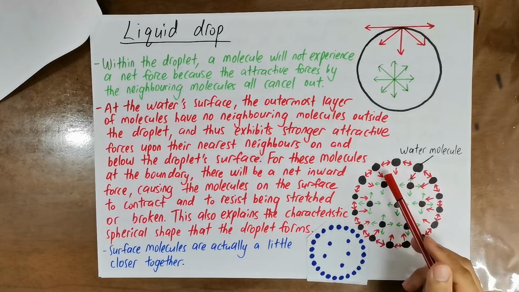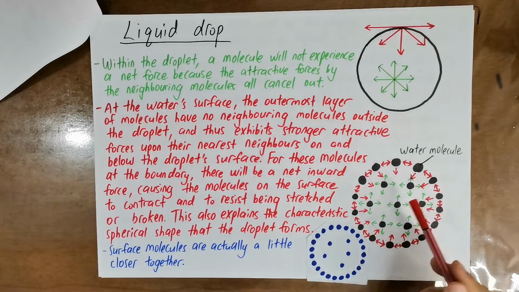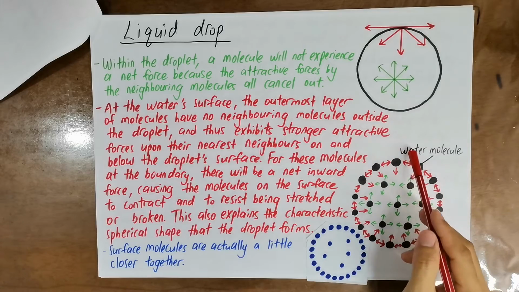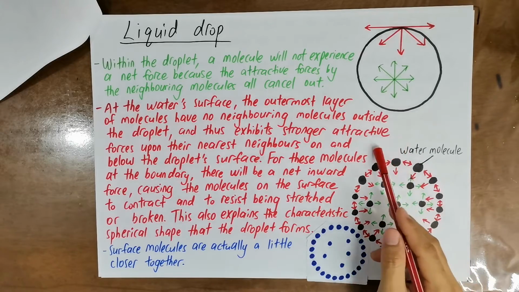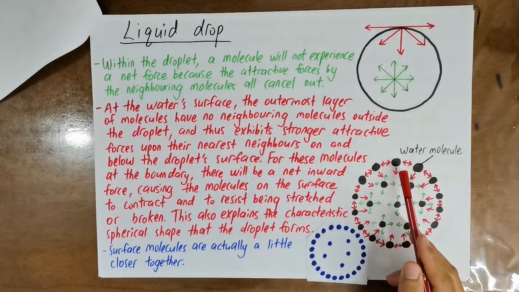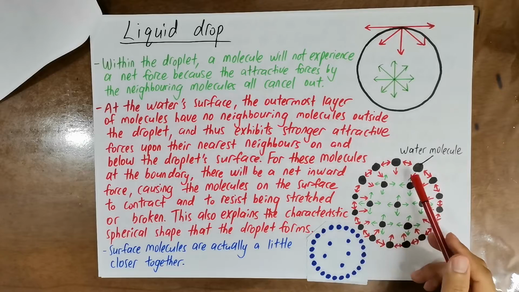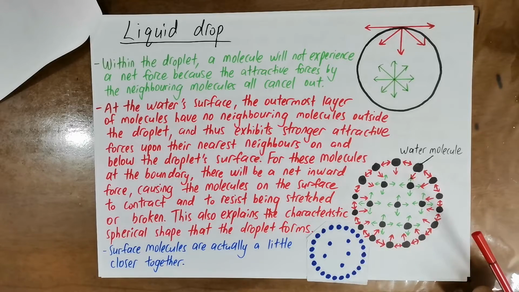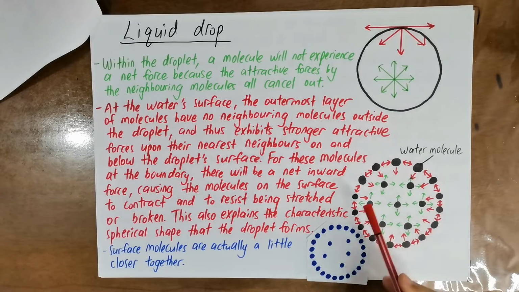Like I said, the hydrogen bonding on the water surface is always the strongest compared to the hydrogen bonding within the droplet. You don't have any attractive forces above or outside the droplet, so the net force on the water molecules on the surface is inward. And the net force on the molecules within the droplet is zero because they cancel out.